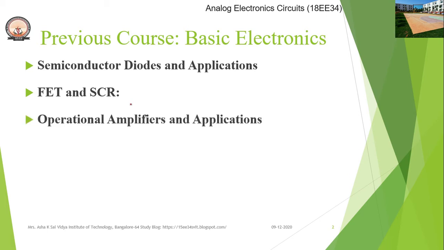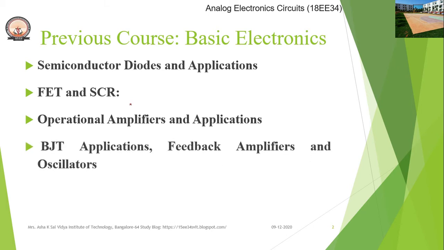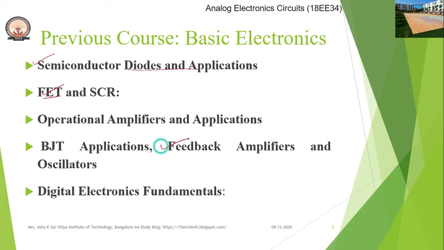In the third module we have discussed operational amplifiers and applications. BJT applications, feedback amplifiers and oscillators is the fourth module we have learnt, and the fifth module is digital electronics fundamentals. In this, semiconductor diodes and applications, FETs, and also the feedback amplifier concept and oscillator concept, and certain portions of the BJT concepts are the prerequisite to understand the analog electronic circuits course.